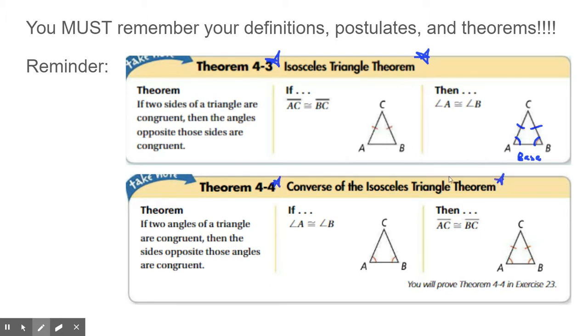Now, the converse also works as well. Remember, a converse is just taking the statement and flipping it backwards. So now, if I have two angles congruent, then I know that the two sides are congruent. And again, these two angles would have to be the base angles, and then it would be those two sides. So you might be using that in these proofs.